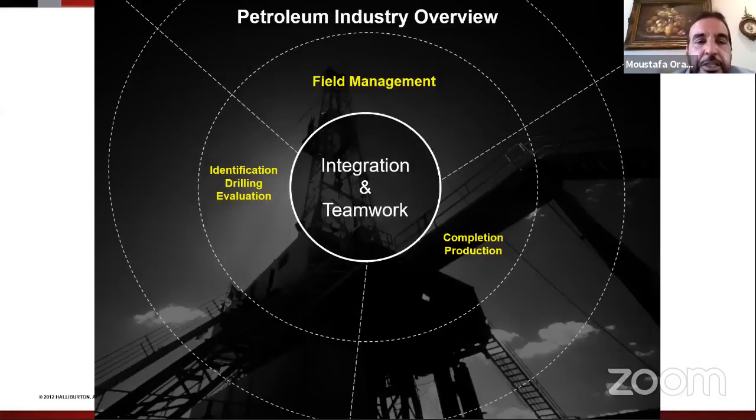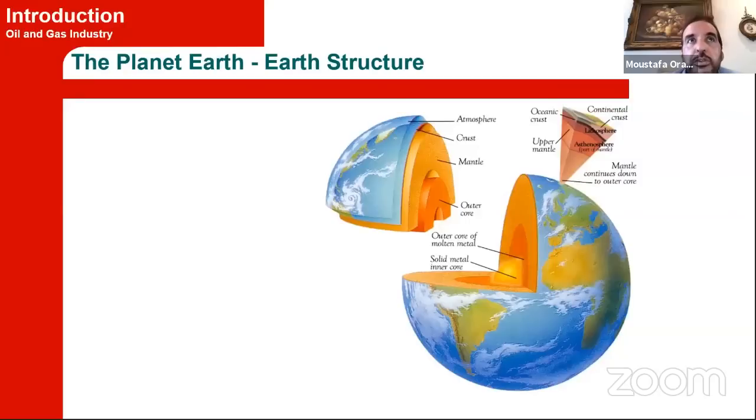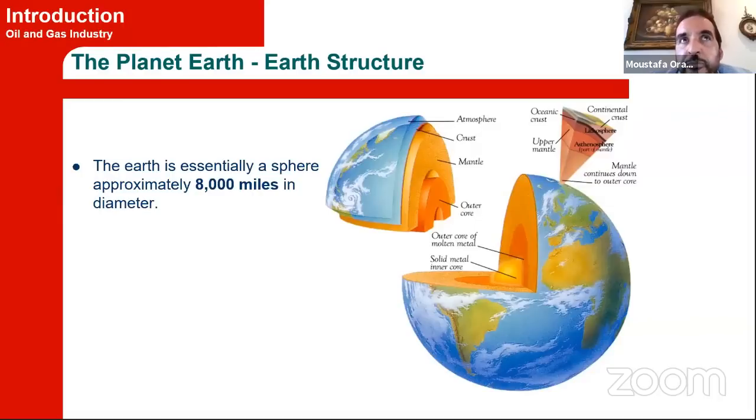So let me start with the first one, which is geology and geophysics. What is geology and what is geophysics' role in the petroleum industry? Okay. Before we start talking about this, let me give you a very small introduction on planet Earth, because it's very, very important. We produce from planet Earth. So what we need to understand is, what is planet Earth? Well, planet Earth is considered by everybody as a sphere. It is a sphere with a diameter of almost 8,000 miles. If you work with kilometers, about 12,500 kilometers, okay? So it is really a big diameter, but we are not producing from all these depths.